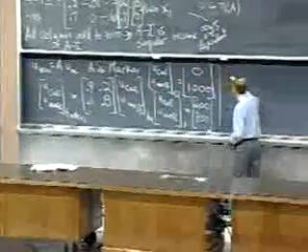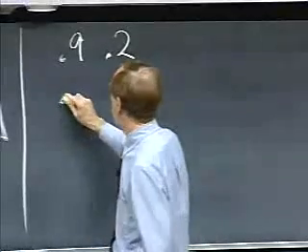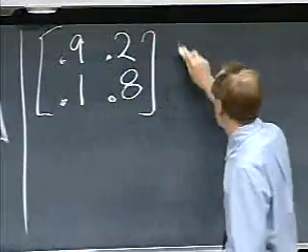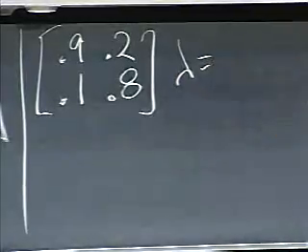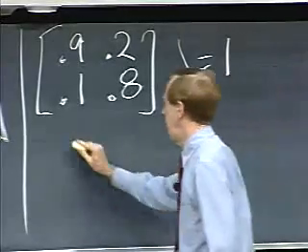So there's the matrix 0.9, 0.2, 0.1, 0.8, and tell me its eigenvalues. Lambda equals, so tell me one eigenvalue. 1, thanks. And tell me the other one.